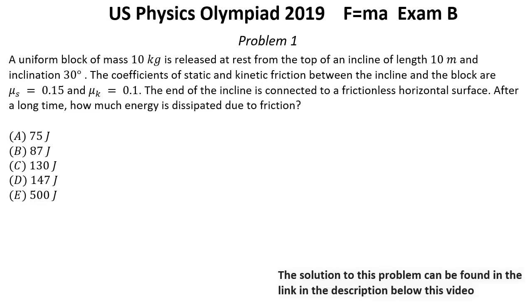US Physics Olympiad, year 2019, first round, F = MA, exam B. This year the exam was split into two flows, exam A and exam B, and the students could participate in either of them. For the exam there were, as usual, 24 problems, and 75 minutes were given for this number of problems.